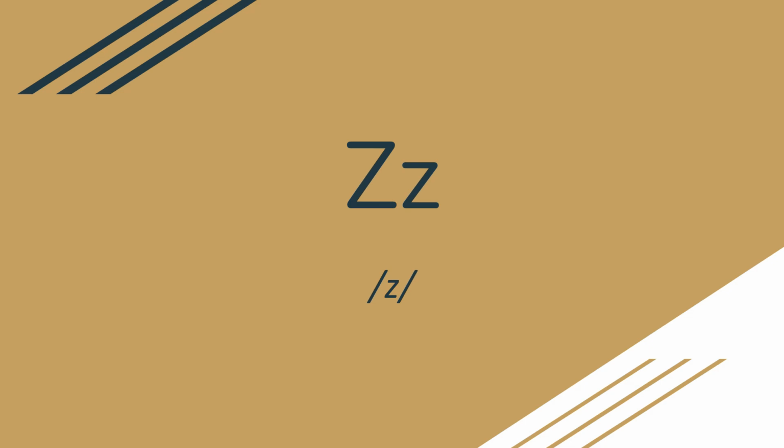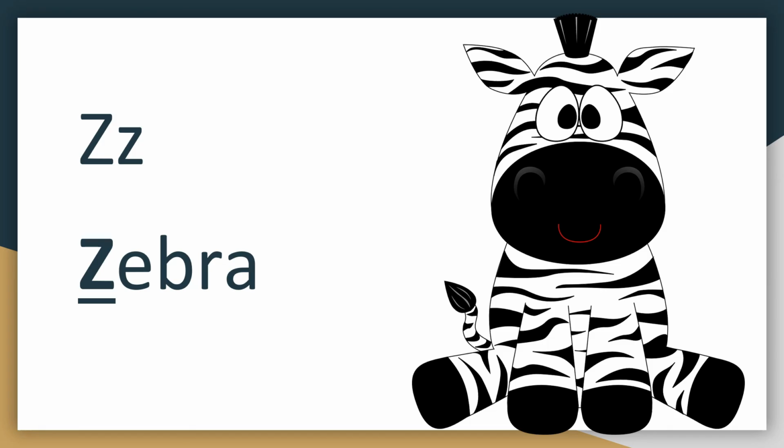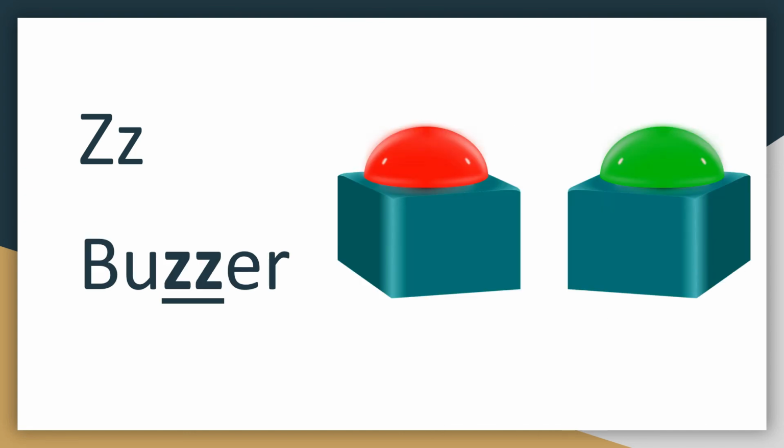Z. Join with me. Let's take some examples. What do you see on the screen? Yes, it is a zebra. Do you know the sound? Zebra. The first letter sounds Z. Buzzer. The two Z's in the middle sound Z.